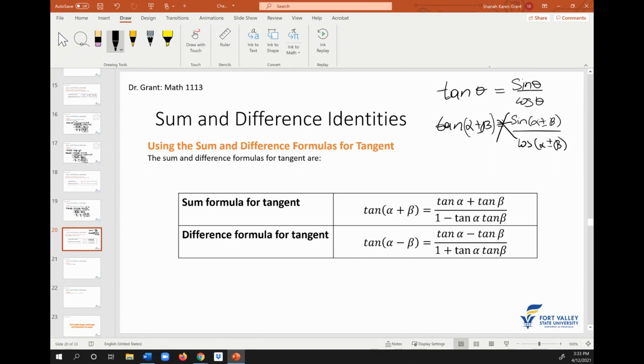All right, so this is what the correct formula is. If you have tan of alpha plus beta, that's going to be tan alpha plus tan beta divided by 1 minus tan alpha times tan beta. If we're looking at tan of the difference of two angles, that's going to be tan alpha minus tan beta divided by 1 plus tan alpha tan beta.